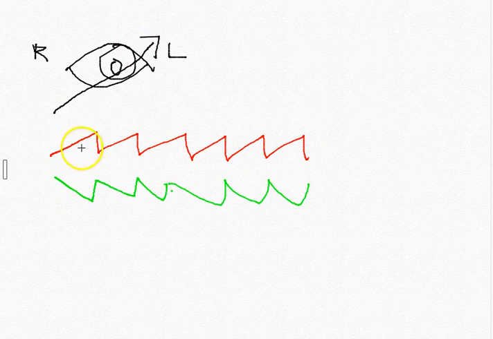So it will have a jerk pattern or a seesaw pattern both in the horizontal tracing and in the vertical tracing. And by just looking at the pattern of these horizontal and vertical tracings, we can actually make out the beat direction of the nystagmus.